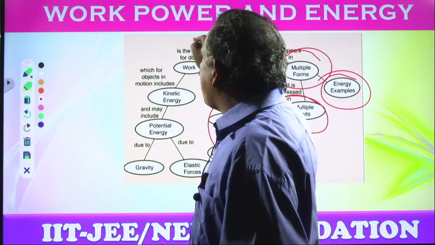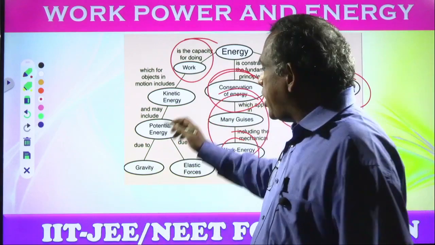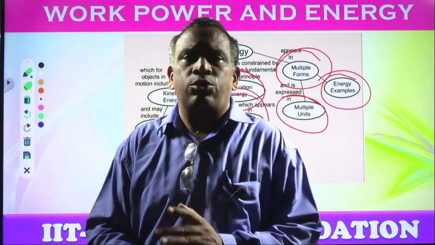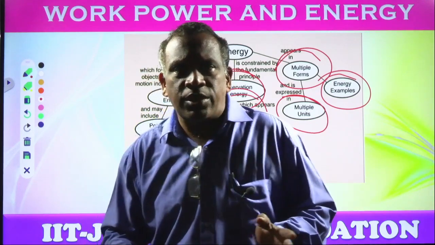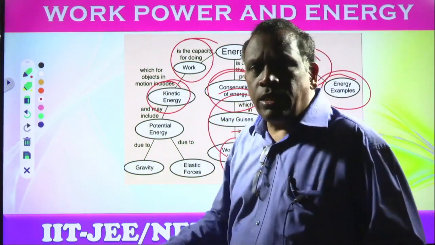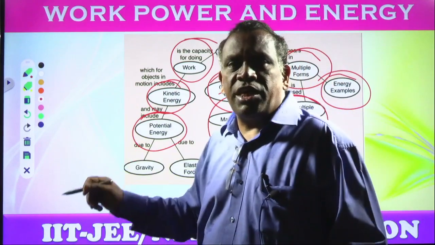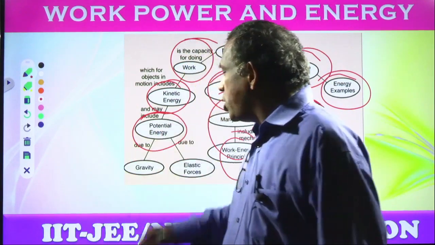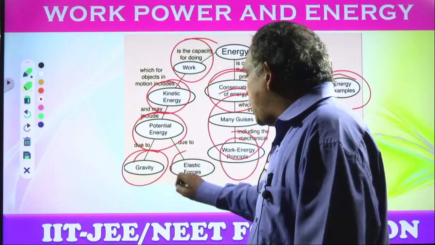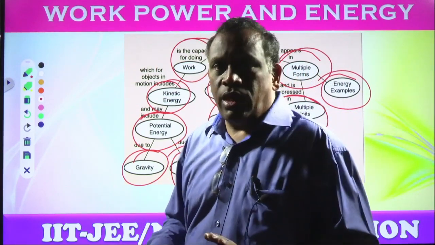Basically, the capacity to do work is called energy. The energy forms are kinetic energy and potential energy. The energy possessed by virtue of its motion is called kinetic energy. The energy possessed by virtue of its position or state, which we call configuration, is called potential energy. In potential energy, there are gravitational potential energy and electrostatic potential energy. So these are the things we will discuss.